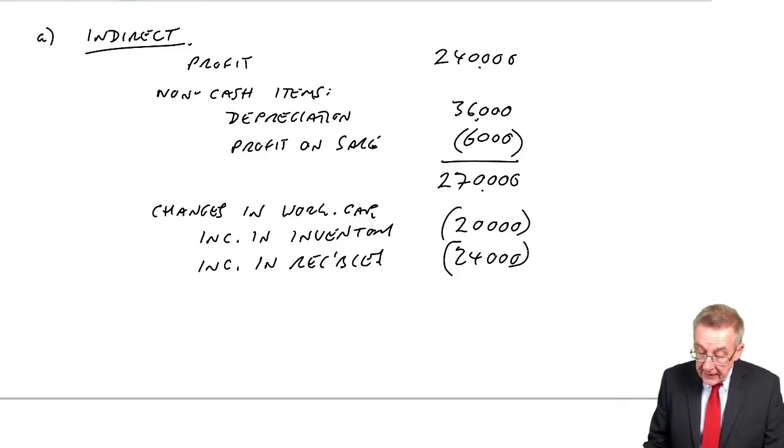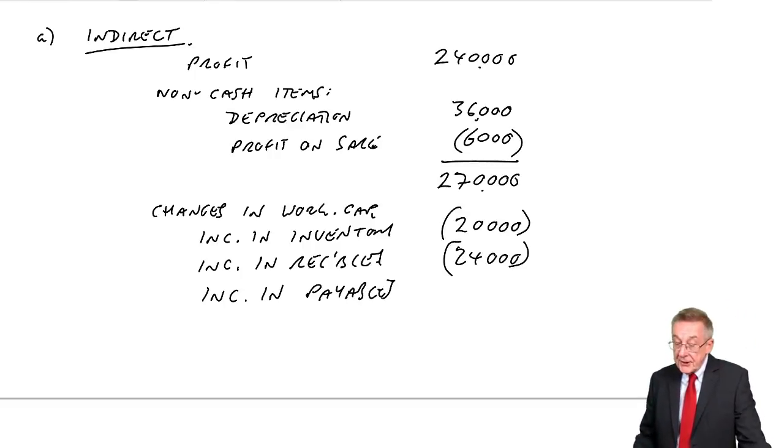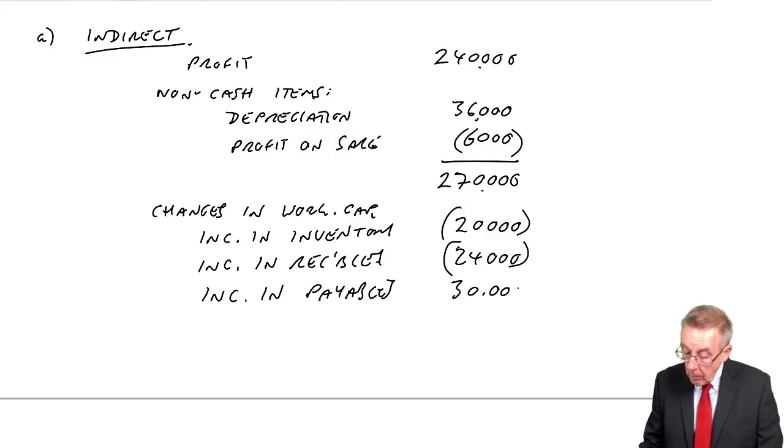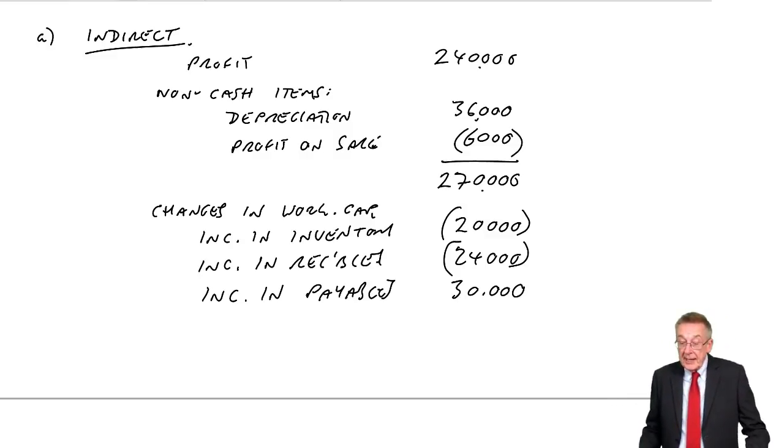And finally, there's been an increase in payables. 138 to 168, an increase of 30,000. And of course, if we're taking longer to pay our suppliers, we're left with more cash.